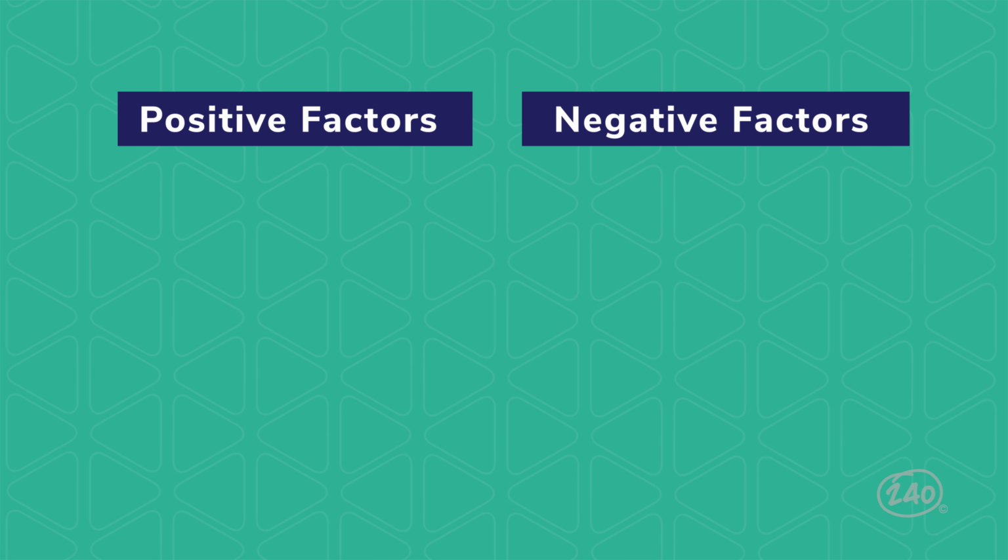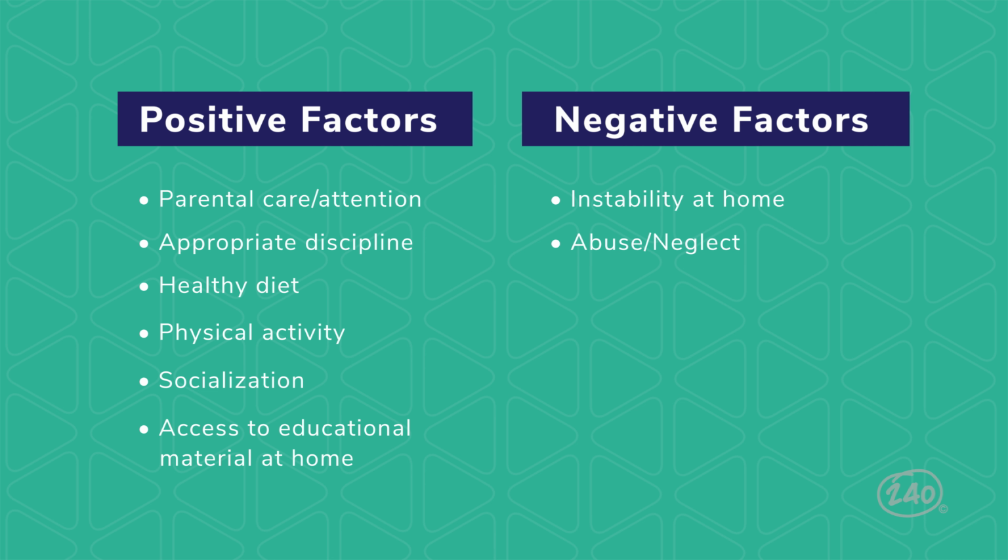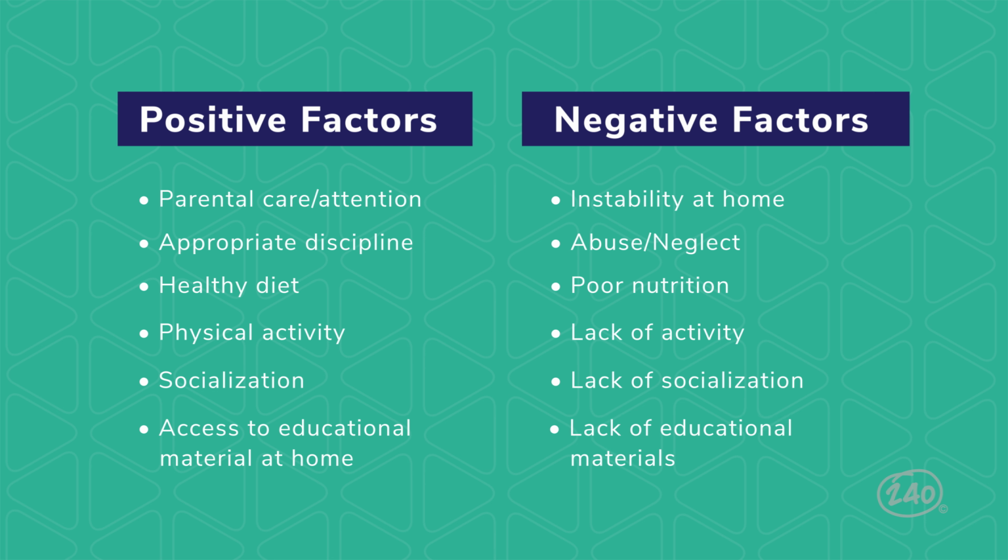There are many factors that influence a student's development. These external factors can both positively and negatively affect development. Positive factors include parental care or attention, appropriate discipline, healthy diet, physical activity, socialization, and access to educational material at home. Negative factors, on the other hand, can be instability at home, abuse or neglect, poor nutrition, lack of activity, lack of socialization, and lack of educational materials.